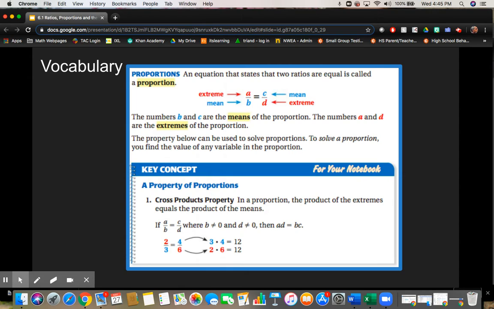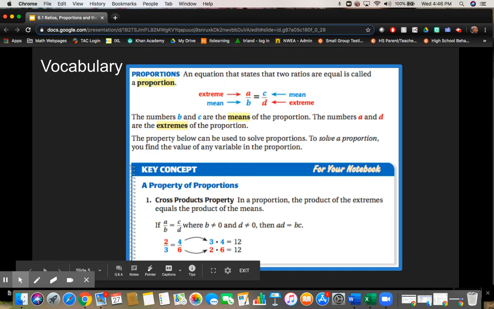In order to solve a proportion, we'll use the cross product property. That's maybe the butterfly method that you've heard in the past, which says if I multiply the extremes and I multiply the means, I should get the same value. 3 times 4 is 12. 2 times 6 is 12. And because these are equivalent, I know these two proportions are equal to each other.